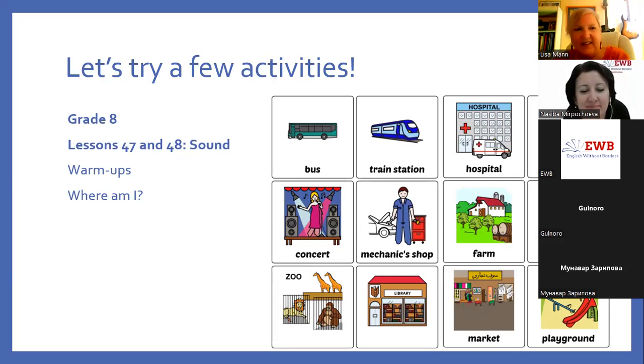I think you are at school, right? You hear the bell calling your students to class. Yeah. The sound of a tractor. Munira says, Munira, you're at a farm.